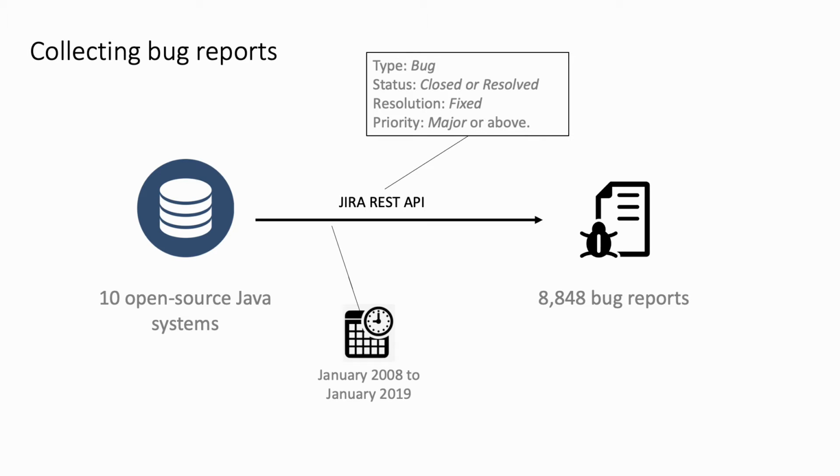We use the Jira REST API to collect the bug reports. We collect all bug reports that are available on the Jira repository of each study system from 2008 to 2019. In addition, we select the bug reports based on a set of criteria, such as the type equals to bug, whose status is closed or resolved, with the resolution fixed and priority marked as major or above. At the end of this process, we collect a total of 8,848 bug reports.